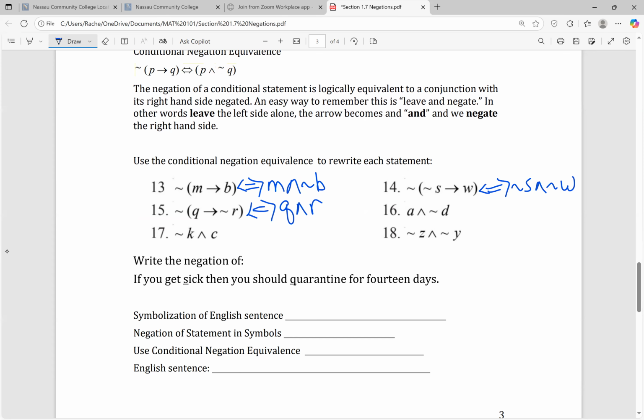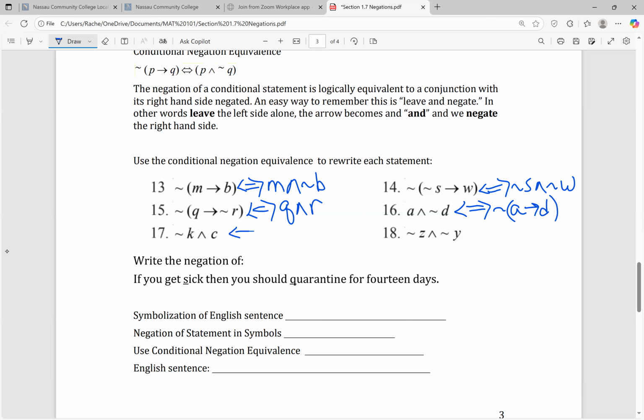Now let's go the other way around. For 16, 17, and 18, it's already written as a conjunction, an and statement. Let's write the conditional that we have to negate in order to end up with that. So this is the negation of, now remember, we leave the left-hand side, so it's going to be not A. It's a conditional statement, right? And then we changed the right-hand side, so it became not D. So if we negate not D, it's going to be D. Not D is D. So this is not A implies D, is equivalent to not A and not D.